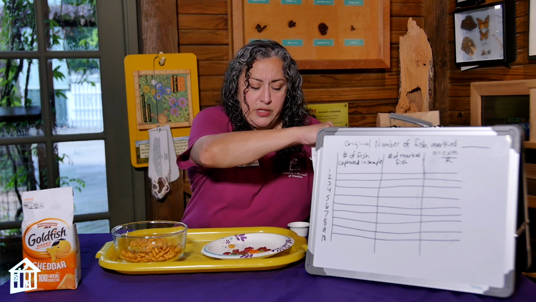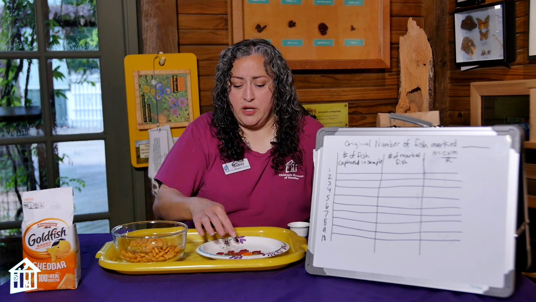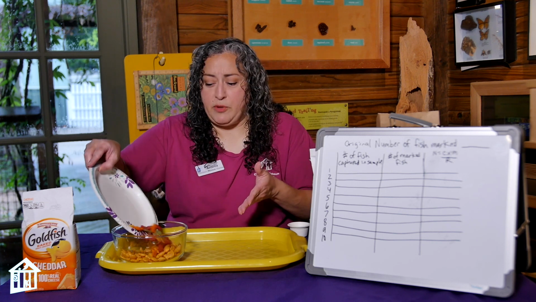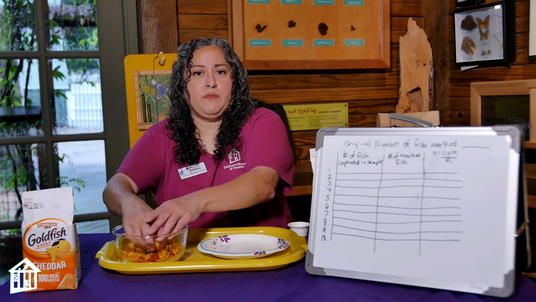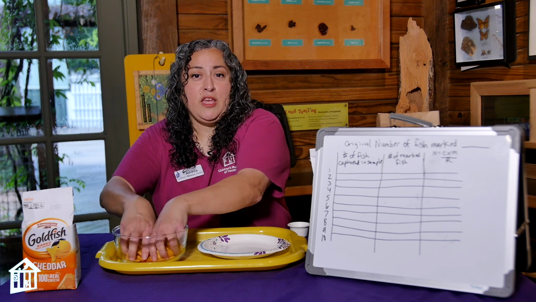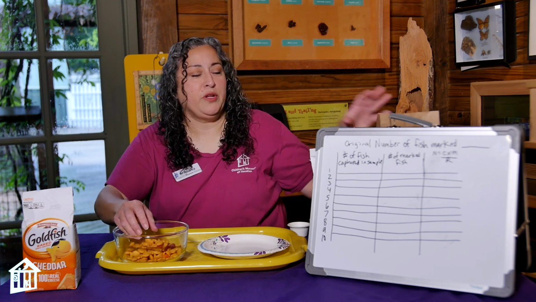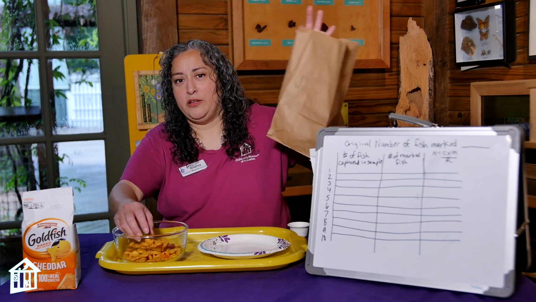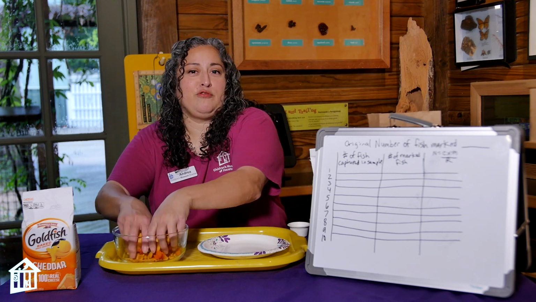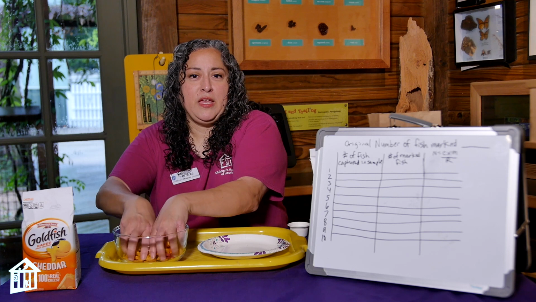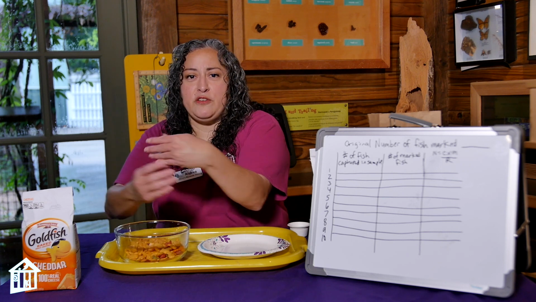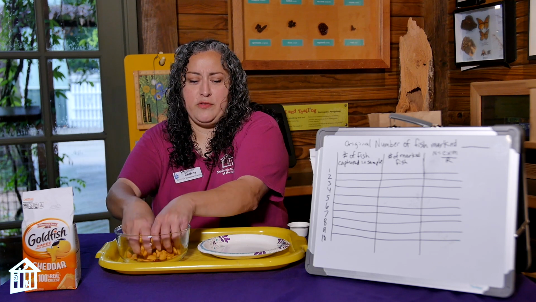Now that I've marked all my fish, I'm going to put them back in the fish population and mix them all up. If you don't have the self-control not to look when you take a sampling, you can put them in a brown paper bag where you're not looking. I have pretty good self-control, so I am going to leave them in here. I'm going to mix them all up. The fish have gone all over the pond.